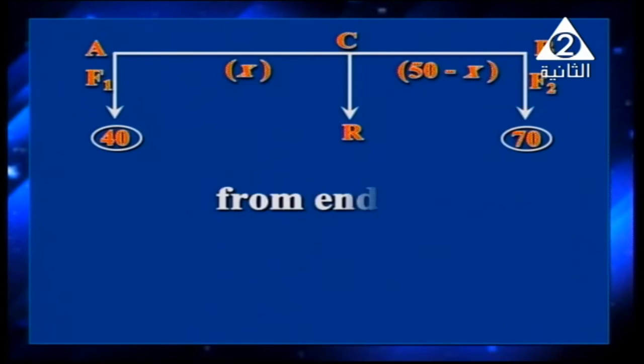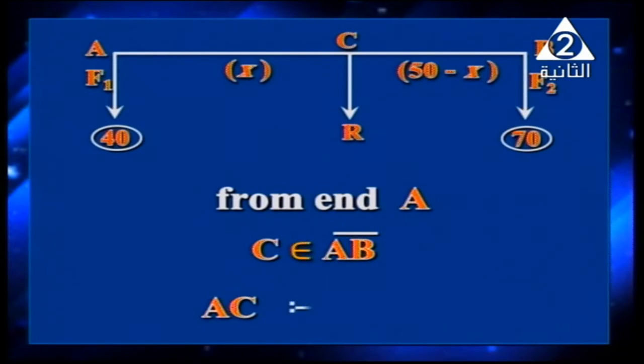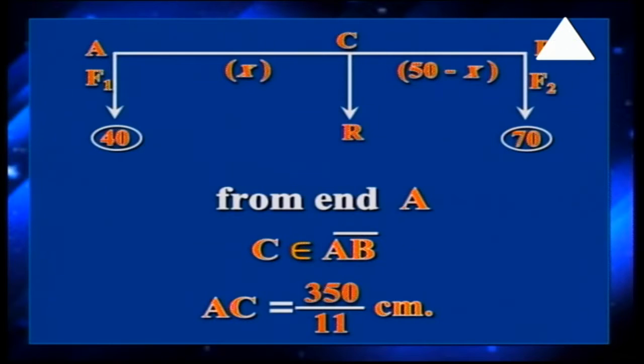Then the resultant acts at C from end A. C belongs to the line segment AB. AC equals 350 over 11 centimeter. We deduce that, my dear student, R equals 110 and acts at point C from end A, 350 over 11 centimeter, or from B, 50 minus 350 over 11.